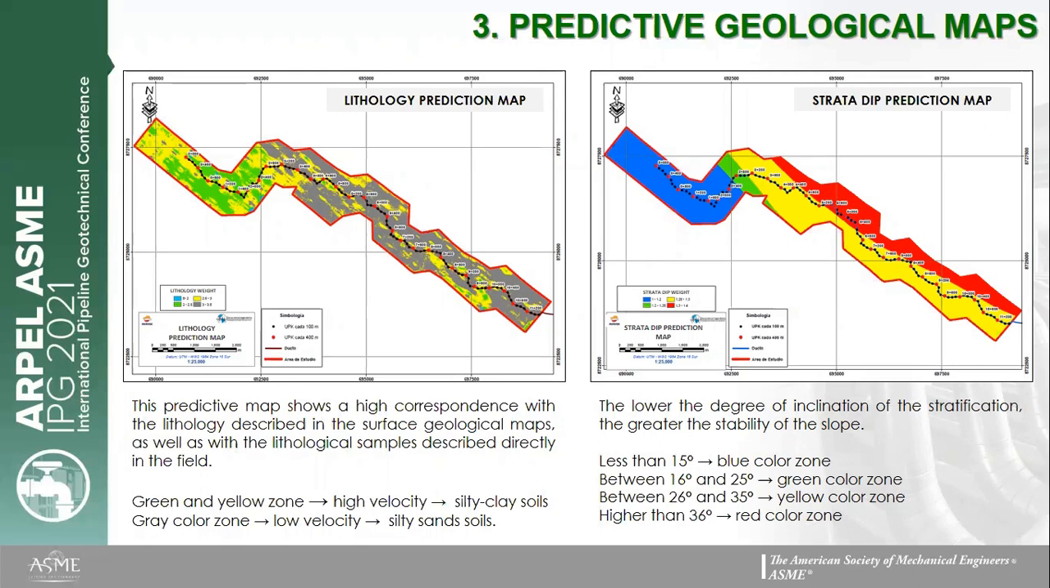If we have less than 15 degrees of inclination, they are going to be located into the blue color zone. Inclinations between 16 degrees and 25 degrees are going to be located into the green color zone. Inclinations between 26 degrees to 35 degrees are going to be located into the yellow color zone. And inclinations higher than 36 degrees are going to be located into the red color zone. The lower the degree of inclination of the stratification, the greater the stability of the slope.